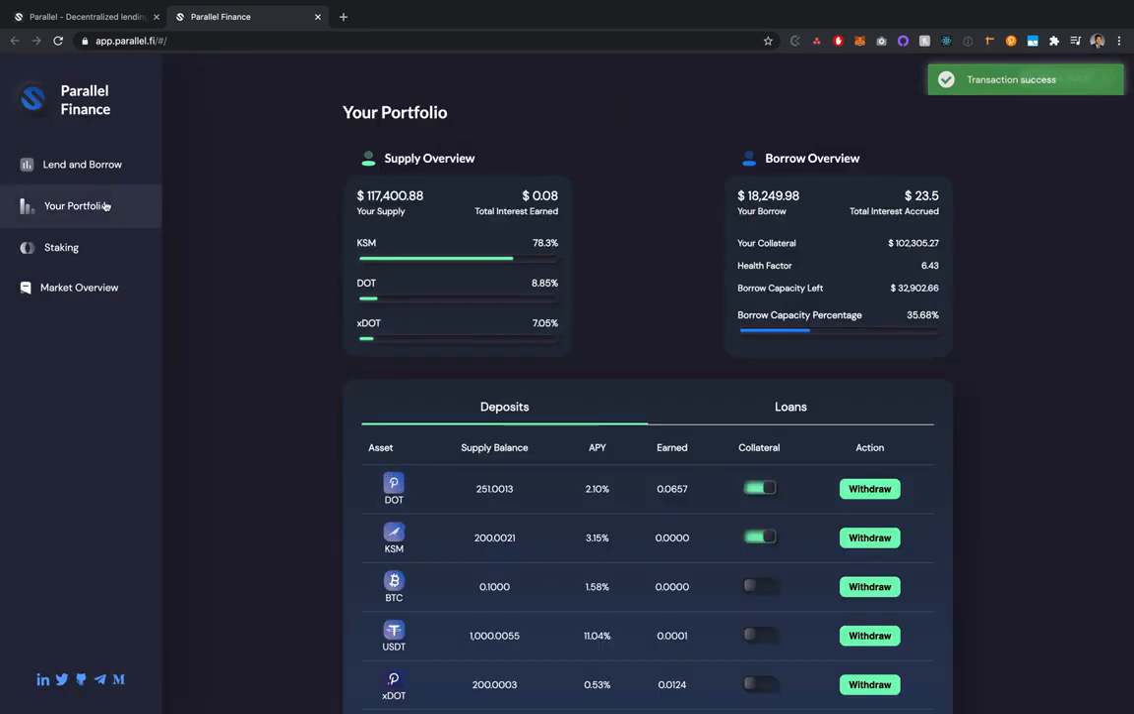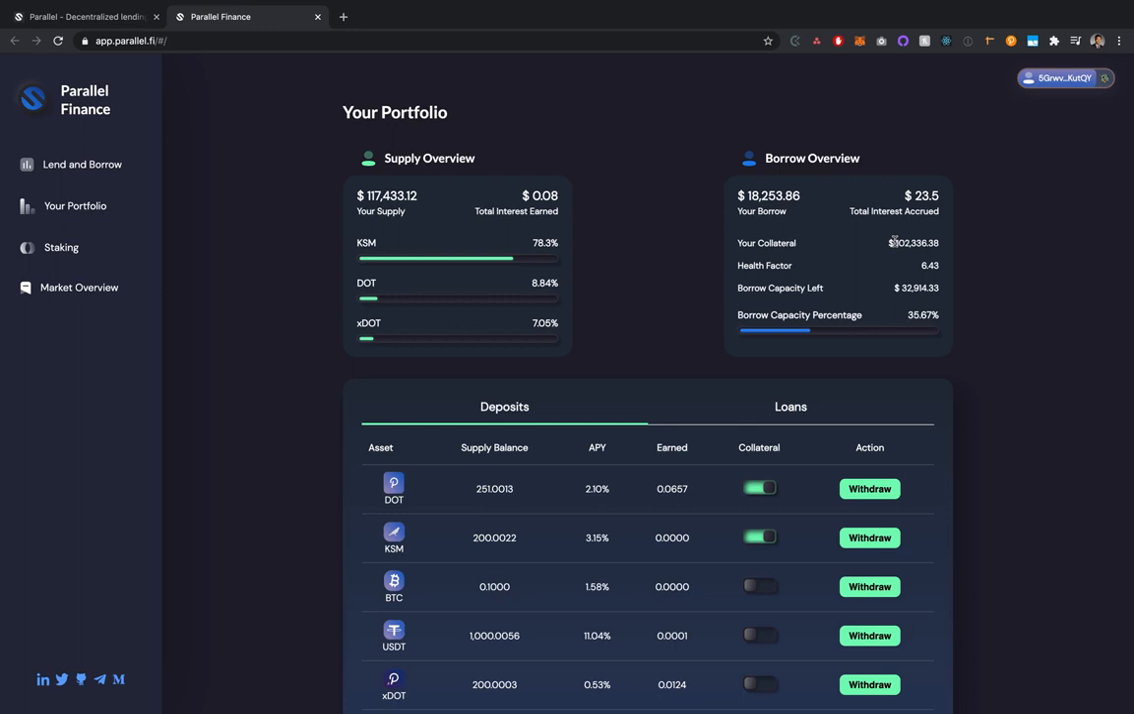And then the next thing is we can go to our portfolio and we can see that we have supplied $117,000 worth of tokens and earned 8 cents. And this shows the distribution of everything we have supplied, and Kusama is by far the largest distribution. We can also see the general information about the tokens that we have borrowed. So here we have 18K borrowed, and we have about $23.5 worth of debt owed to the protocol for borrowing.